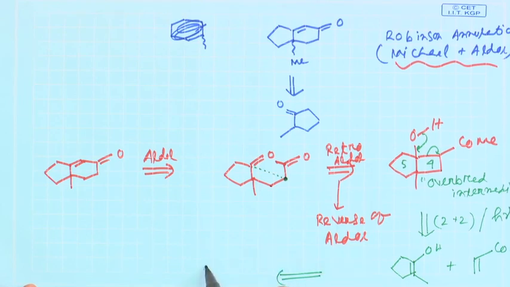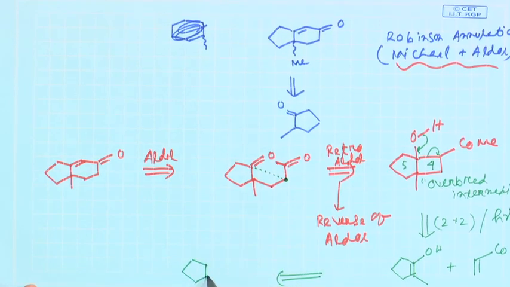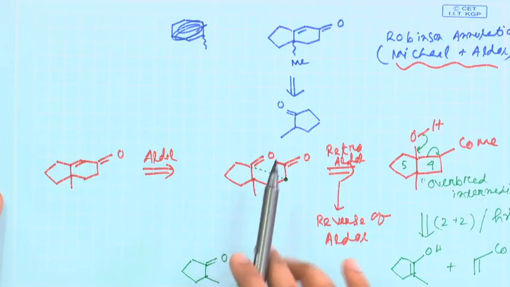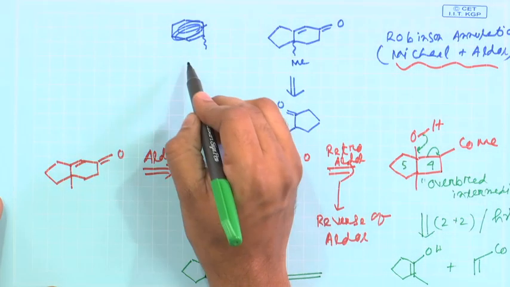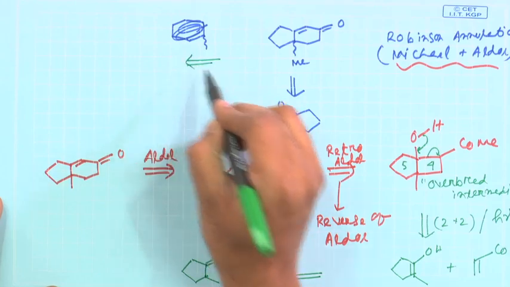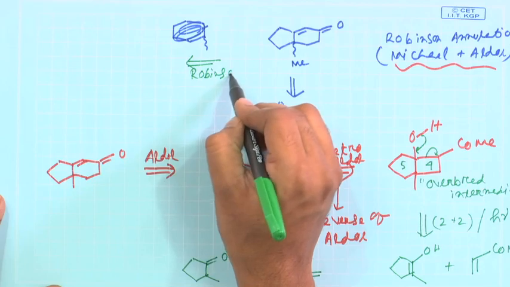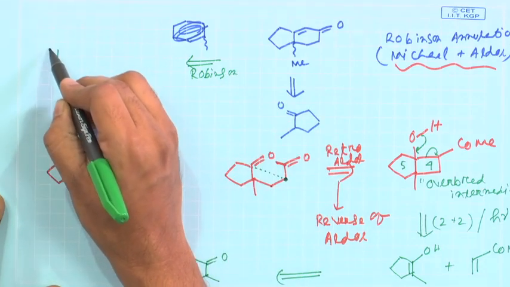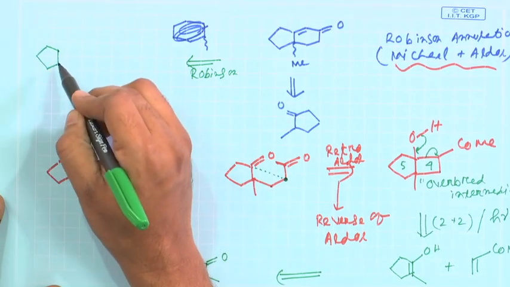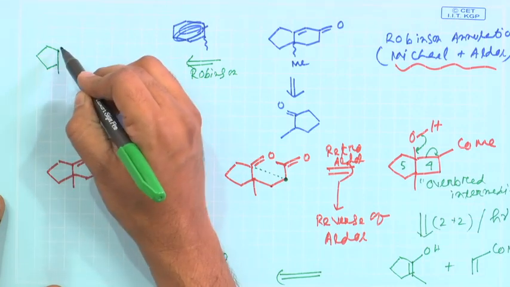Where do you get this compound from? This is nothing but the enol form of the corresponding ketone. Now, you see the starting material which was required in the Robinson pathway is also similar. So, if I have to do a Robinson pathway, which I said you cannot use in this case, the starting material is exactly similar.